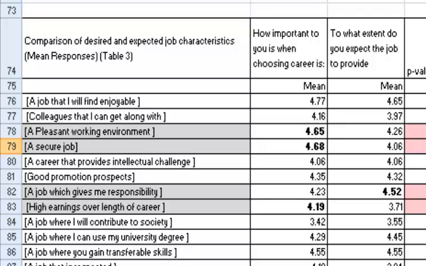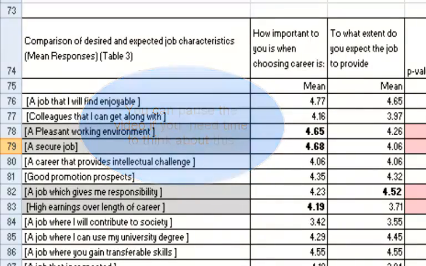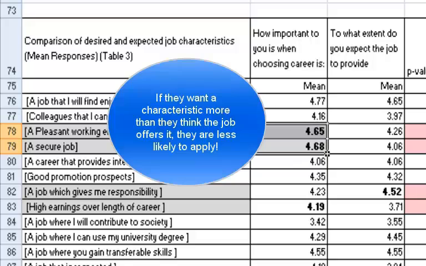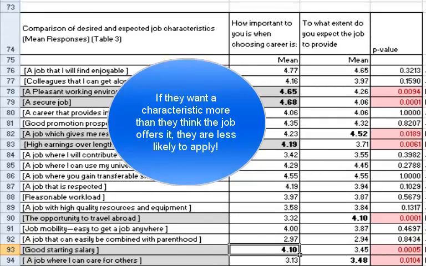Think for a moment, which of these two columns is going to lead to dissatisfaction with a job? Obviously, if you want something but aren't going to get it, that's going to be dissatisfactory. So this one and this one are going to be areas of dissatisfaction for employees as students see it, as does the high earnings and as does the starting salary.